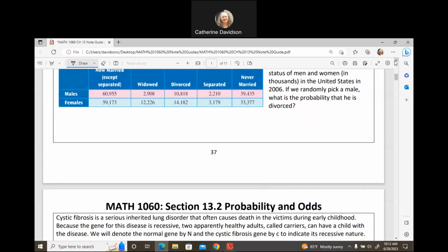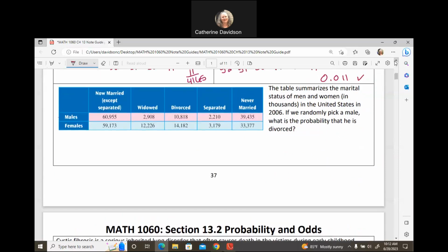All right. So this table summarizes the marital status of men and women in thousands in the United States in 2006. If we randomly pick a male, what is the probability he is divorced? All right, I don't know why they're two different colors. I took this table out of the textbook. So if you randomly pick a male, what is the probability he is divorced?